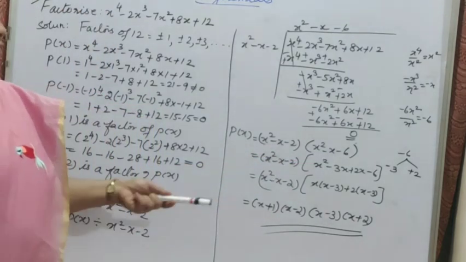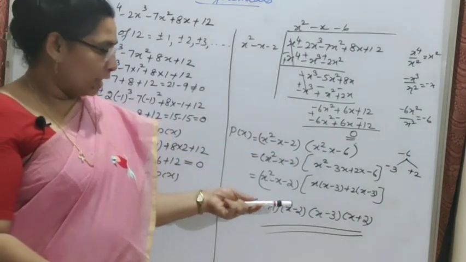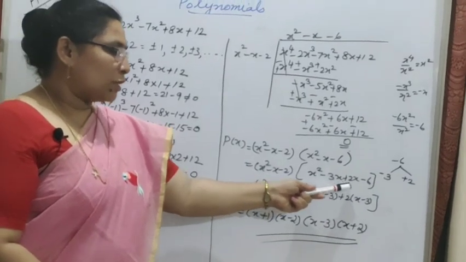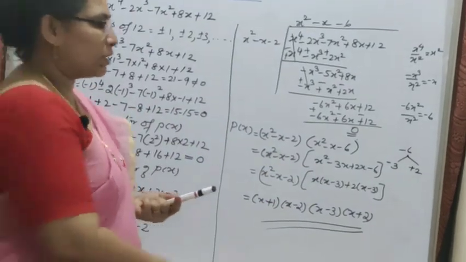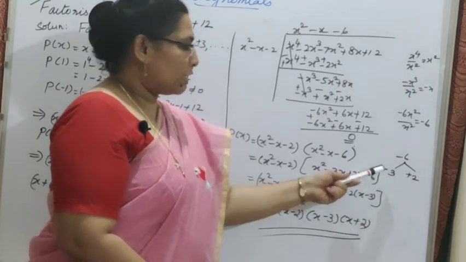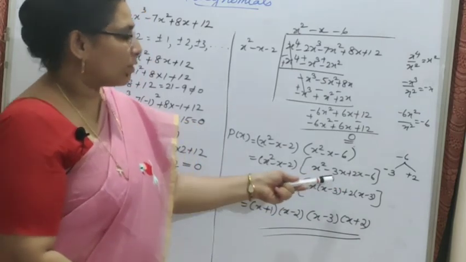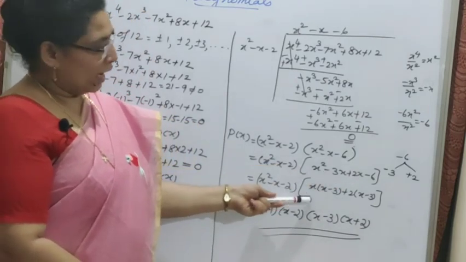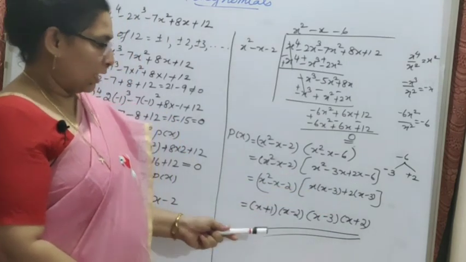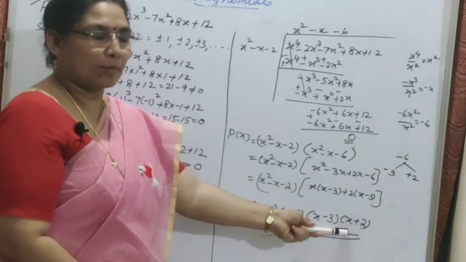What is the next step? This second polynomial is to be factorized by splitting the middle term. So x square minus x minus 2 into x square minus 3x plus 2x minus 6. From where did we get this? Minus 6 factors we have taken: minus 3 and plus 2. So minus 3 will be the middle term sign only. Then the 2 we can decide according to that. From this, x is the common factor, x minus 3. From this, plus 2 is the common factor, then x minus 3. Again from this term we can take x minus 3 as common, and the remaining term is x plus 2.